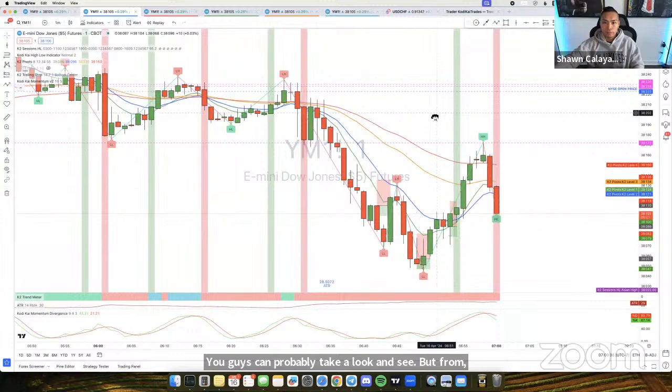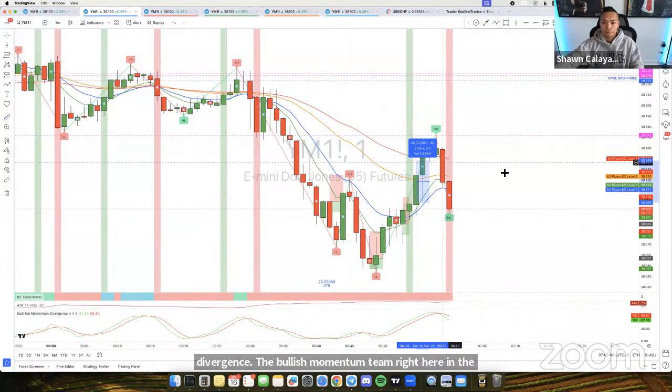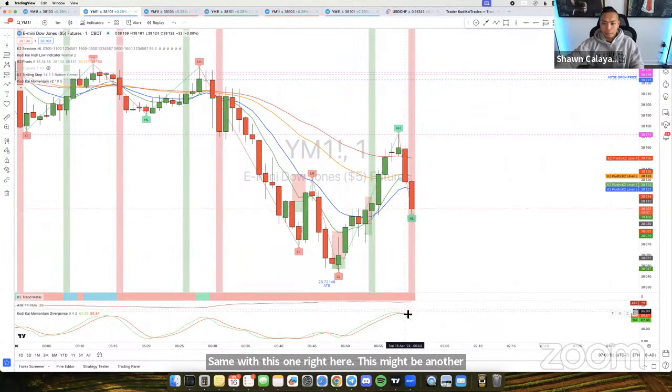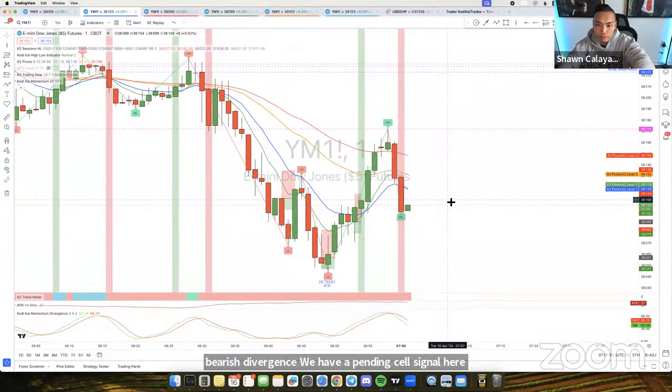It looks like you don't even need a trend. Looking at this right here, we had a bullish divergence. The bullish momentum came right here and the momentum pushed up. Same with this one right here. This might be another case of what we just discussed. We already have a bearish divergence. We have a pending sell signal here. This could be another possibility of a continued push to the downside.